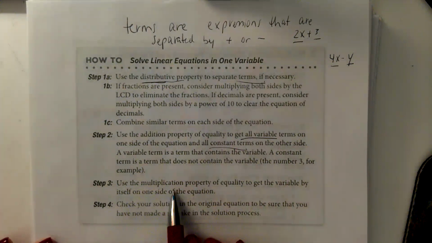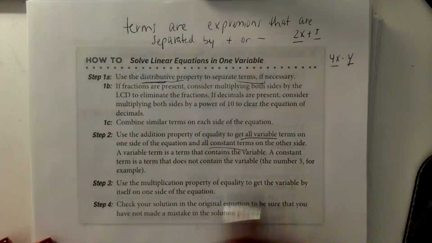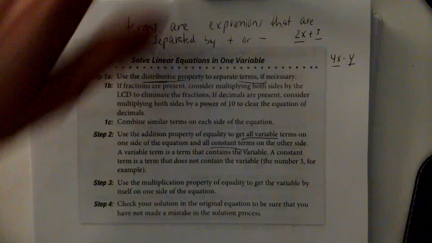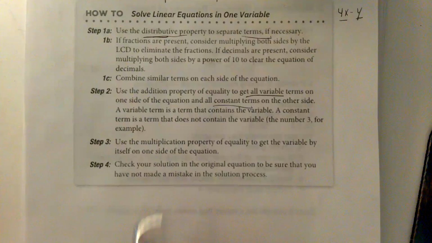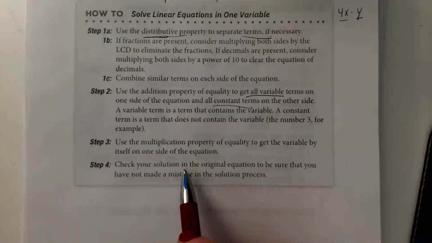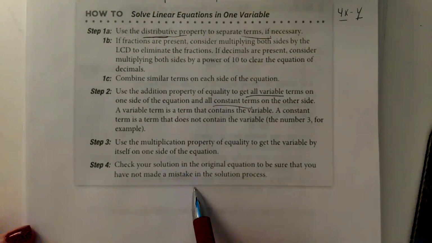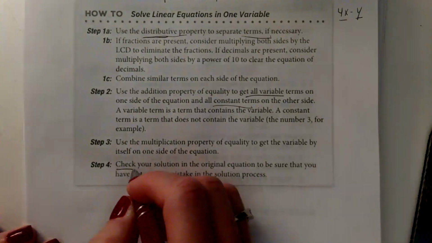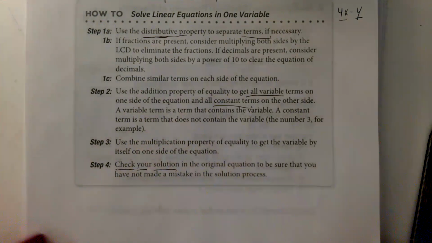Step 3, use the multiplication property of equality to get the variable by itself on one side of the equation. Step 4, this is probably the most important. Check your solution in the original equation to be sure that you have not made a mistake in the solution process. We can check our work to make sure that we are correct.